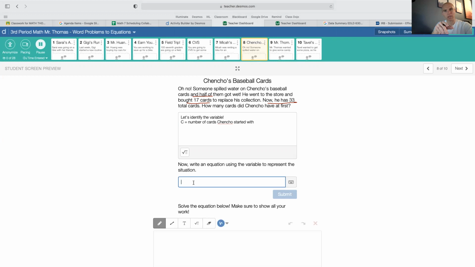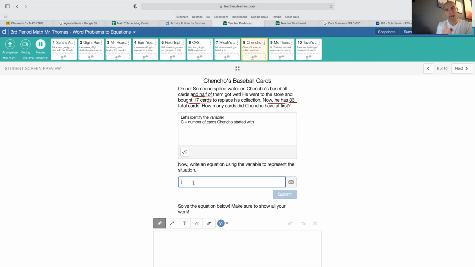We don't know how many that is, but we do know that in this process of getting from how many he started with, which is C, he went from there to 33, because the question ends by essentially saying now he has 33. So there's this process that he went through going from C to 33, and that's what we're going to represent in our equation.